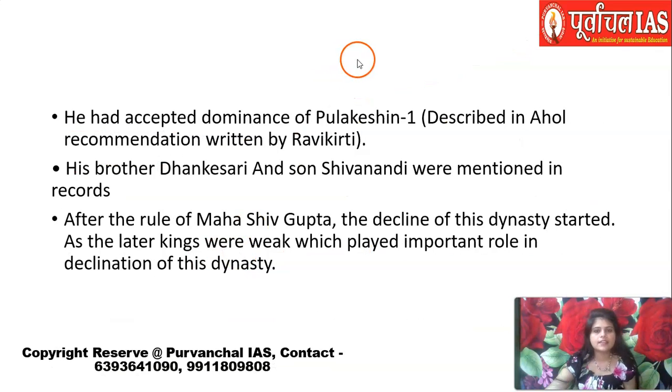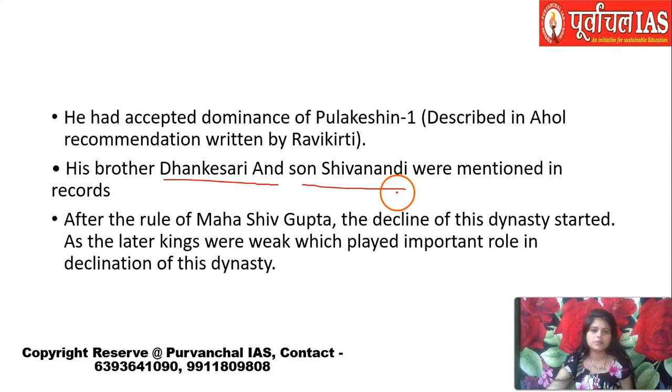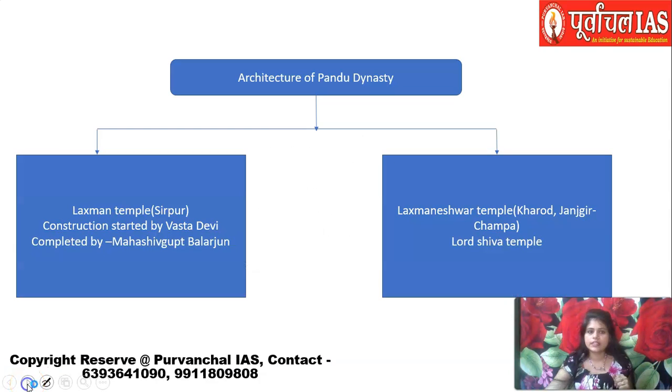It is said that Mahashiv Gupta basically accepted the dominance of Pulakeshin II. It is mentioned in a prashasti written by Ravi Kriti, and as per this, he accepted the dominance of Pulakeshin II, and some records of his brother Dhankeshri and son Shiv Nandi are also mentioned. But after the rule of Mahashiv Gupta, this dynasty started declining because the later kings were very weak, and hence some other dynasty came up to rule. And this Pandu dynasty of Sirpur went into decline.